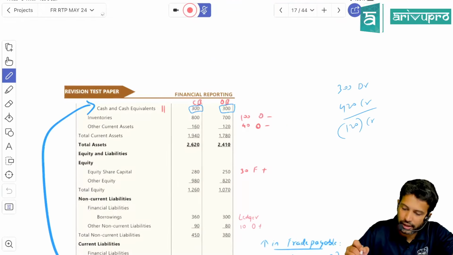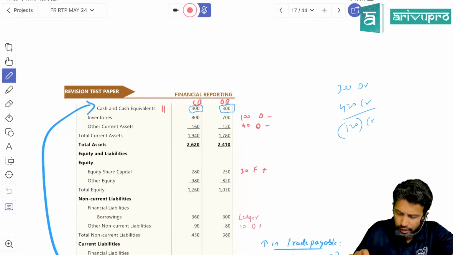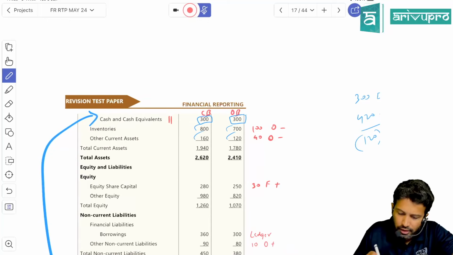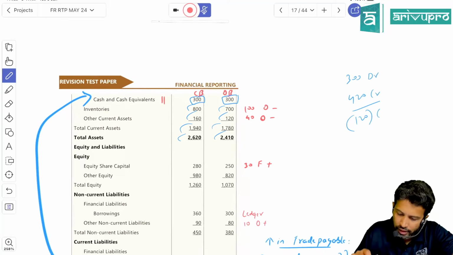That's okay. Next, so these are done. Maybe we'll take off this. Then these are all totals. That's okay. Equity share capital.